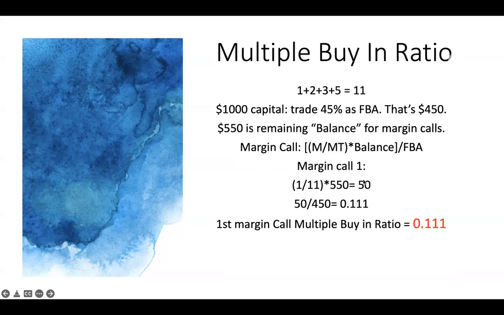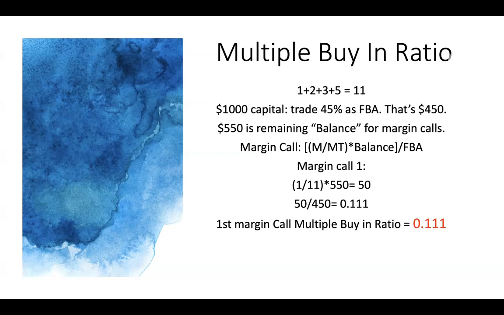Now, 50 is a figure, but we want to make this figure a proportion of the first buying amount to get the multiple buying ratio. So we say 50 divided by 450, which is the first buying amount, 45% of our capital, and that gives us 0.111. It's actually 0.111111 on and on, but we just need the first 2 or 3 decimal points. So your multiple buying ratio for the first margin call would be 0.111, okay?